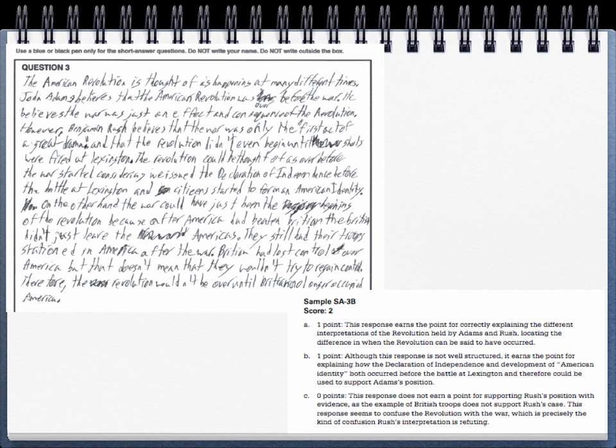However, in Part C, the writer didn't earn any points because there is no support for Rush's point of view. The use of troops to support that point is not adequate. So be careful. You can't just use any type of support. The support has to actually relate and provide evidence to the actual viewpoint. So be careful of that.